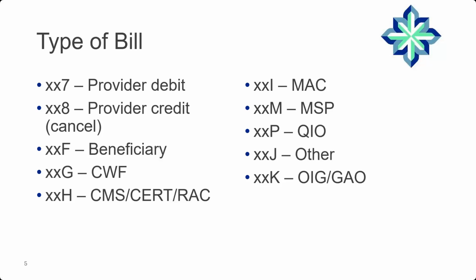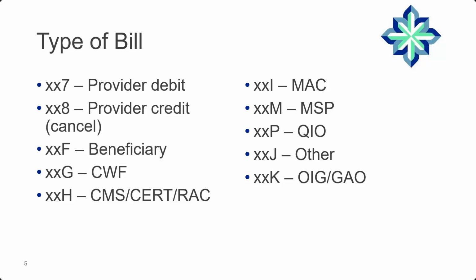Now, XXIs are used for MAC initiated adjustments. Some of you may be familiar with the term mass adjustments. In my experience, this most commonly occurs when there's an update made in FISS. Sometimes the system updates, changes codings, and that can always cause problems and maybe claims to process incorrectly.